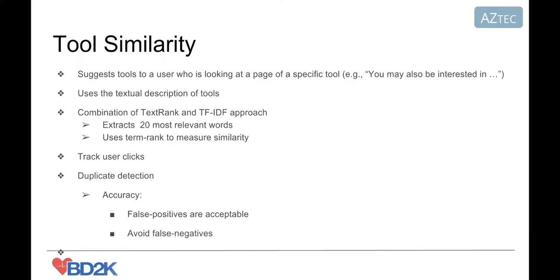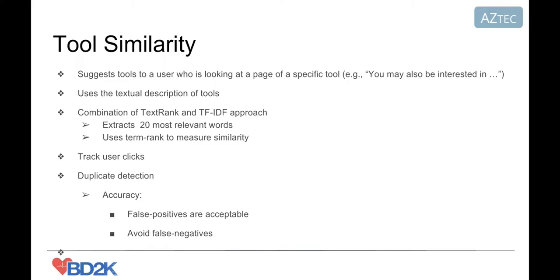So for each tool, the 20 most relevant words are identified and extracted from the description. The term frequency metric is replaced with the term rank metric, which is combined with the inverse document frequency weighting scheme. For our future work, we hope to track user clicks to improve the quality of suggested tools. So we'll keep track of the number of clicks that a user makes to a certain tool to increase the weight of how popular the tool is.